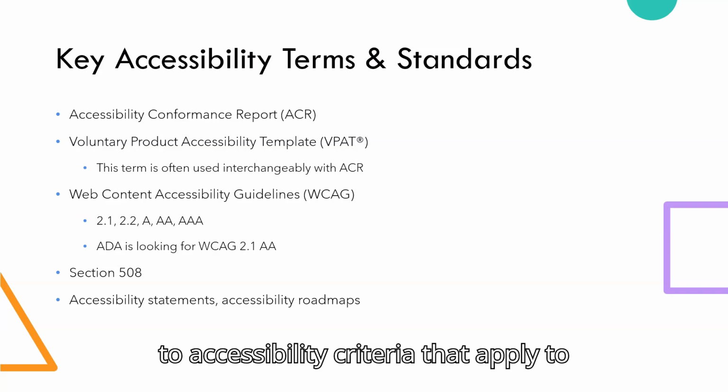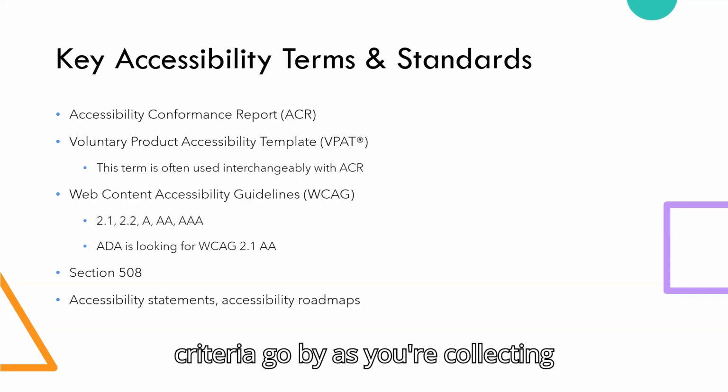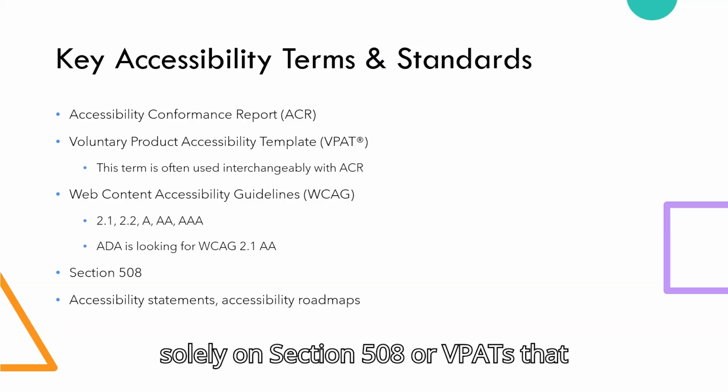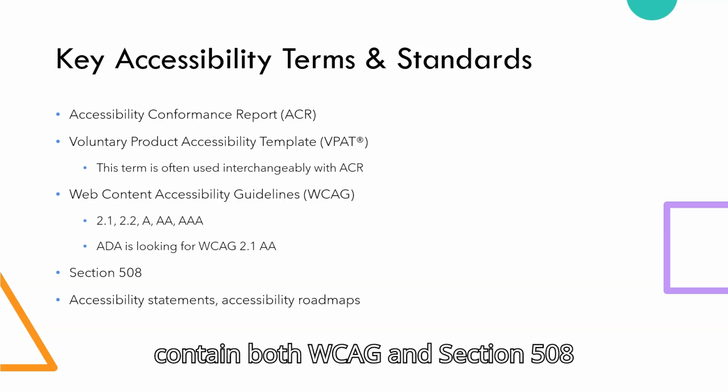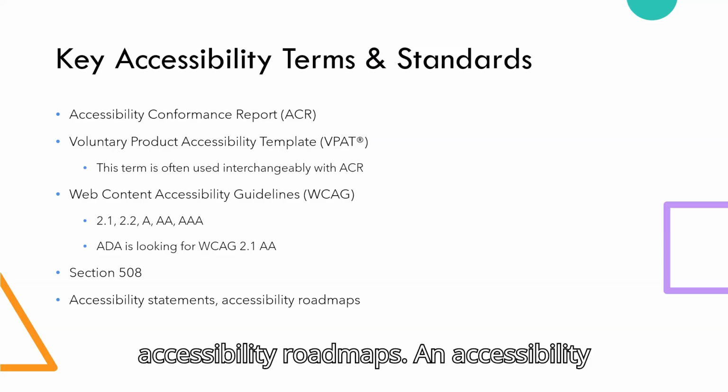I want to just briefly mention Section 508. Section 508 refers to accessibility criteria that apply to federal agencies, so you may see these criteria go by as you're collecting documentation, whether that's VPATs based solely on Section 508 or VPATs that contain both WCAG and Section 508 criteria.